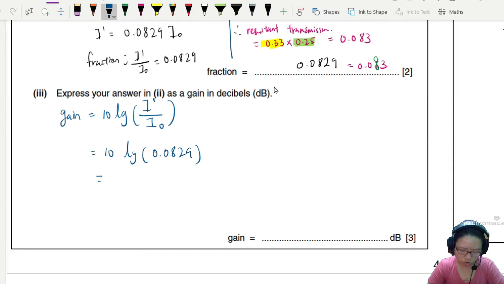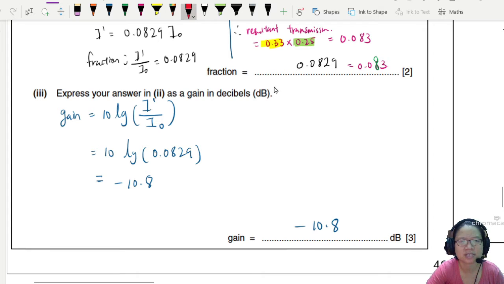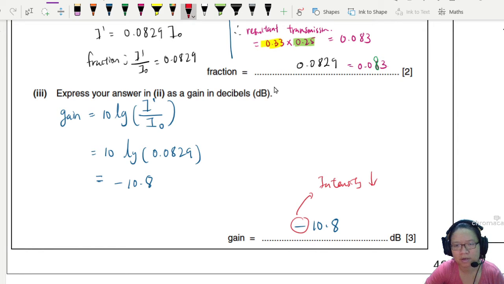10 log 0.083, that will give me negative 10.81 or negative 10.8, to show that there's an attenuation or a decrease in intensity. So negative 10.8. Okay, so this negative shows us that the intensity decreases. Intensity drop after filter, which is the point, right? You want the filter to remove some of the intensity of the X-ray.